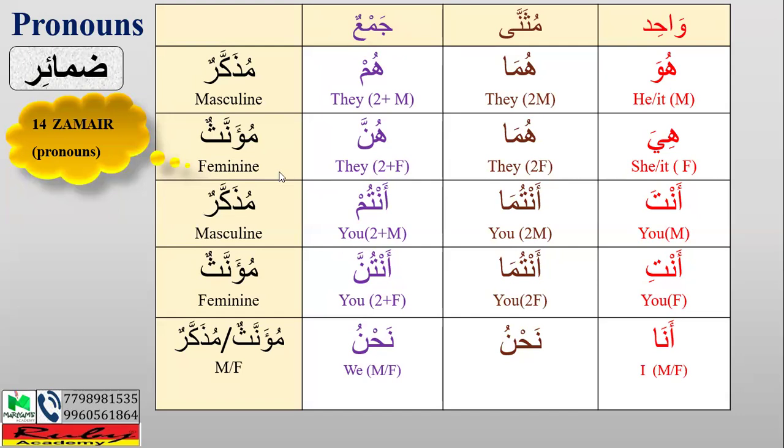Yes, for two people we use huma. If there are two things, huma. If there are two people, huma. As you can observe, for dual you have the same pronouns for feminine and masculine, whereas for singular and plural they differ.